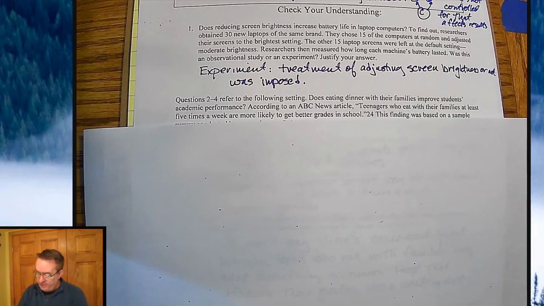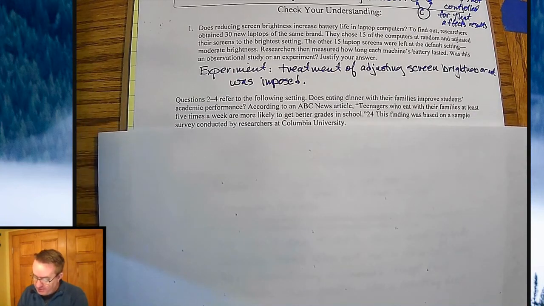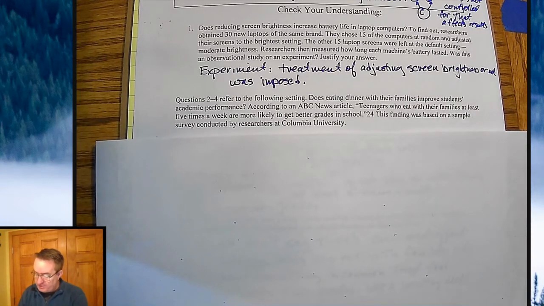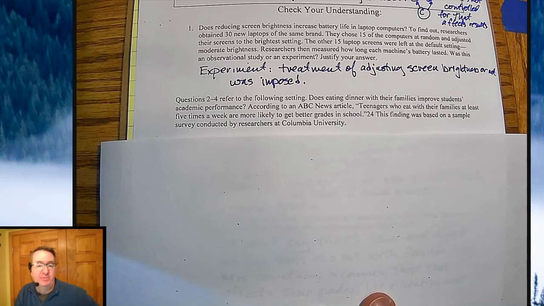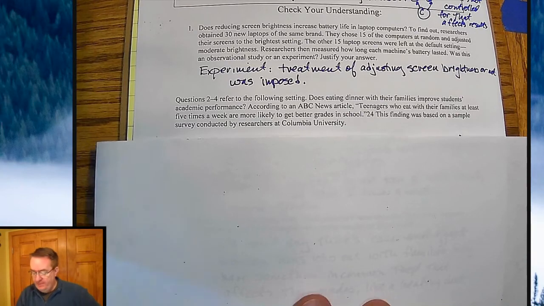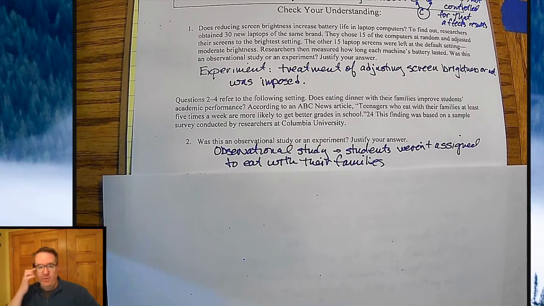Questions 2 to 4, ABC News article: teenagers who eat with their families at least 5 times a week are more likely to get better grades in school. Okay, sample survey conducted by researchers at Columbia. So again, this is from a survey. Surveys tend to be what? Observational studies. Why? Because you're just getting information and you're looking through it.